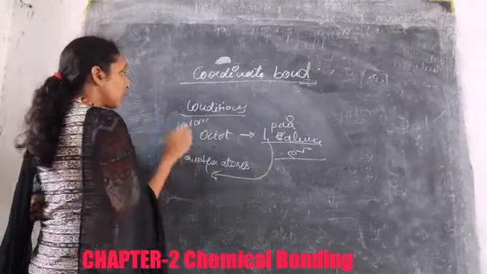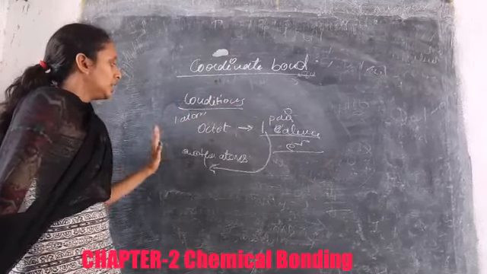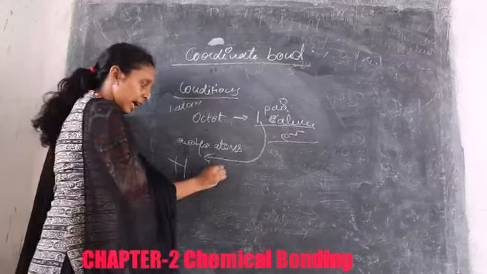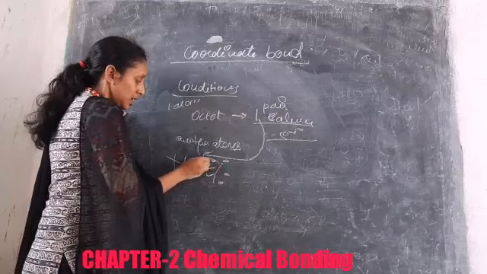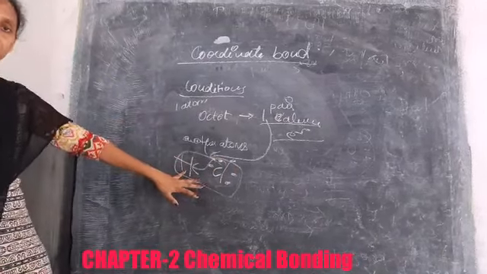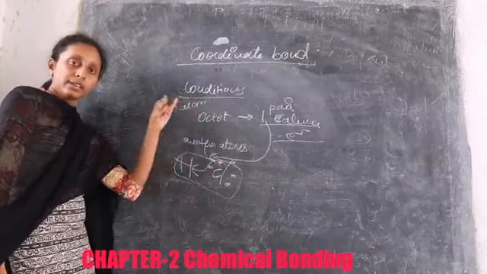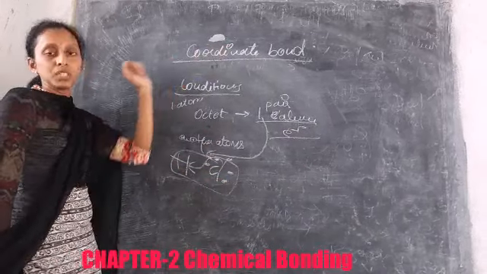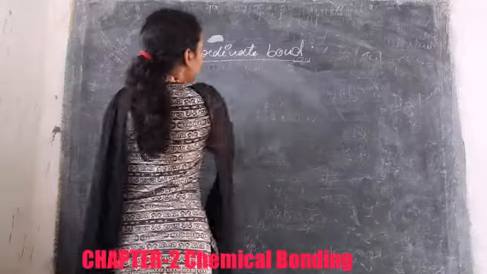And what the importance of this coordinate bond is, if one atom is not having any electrons, but the other one is having electrons, so it can share its electrons and it can form a bond. So there is no involvement of one of the atoms, but the other atom gives electrons and then shares. So that is the importance of this coordinate bond. So we will see examples of how it happens.